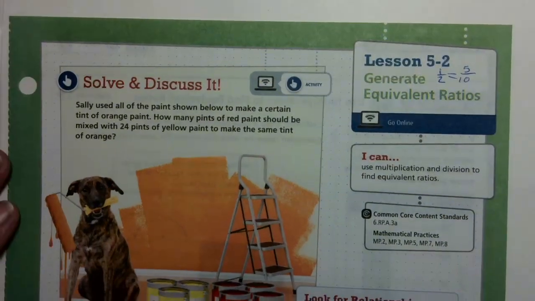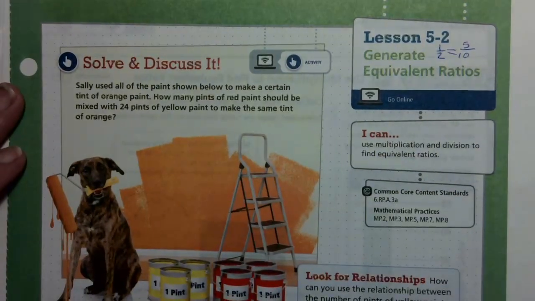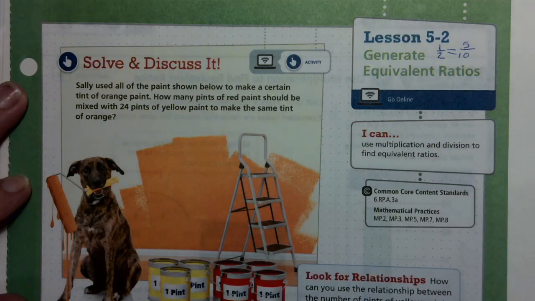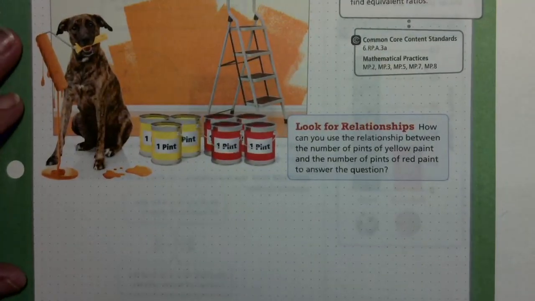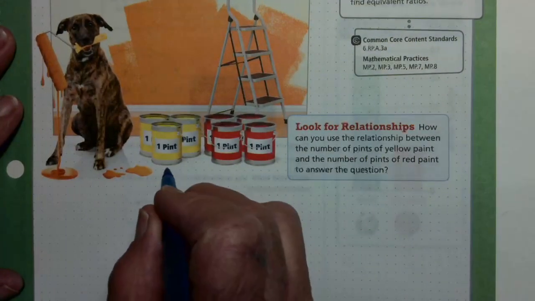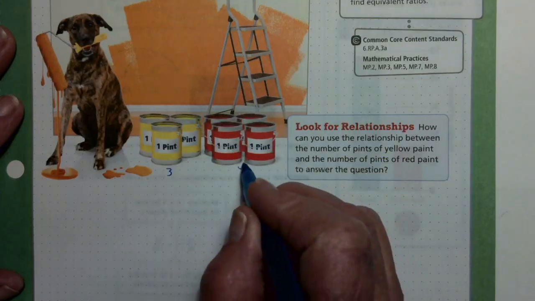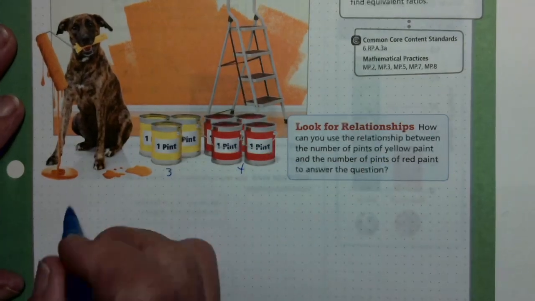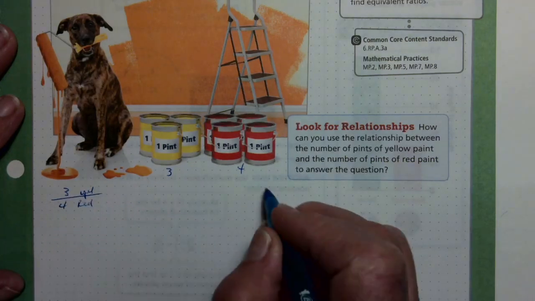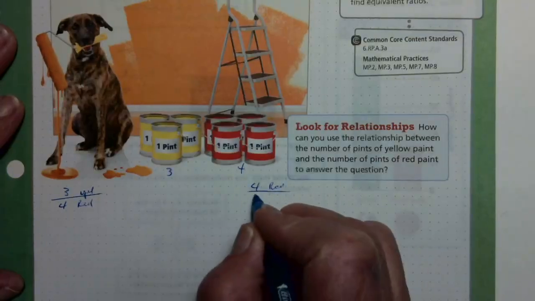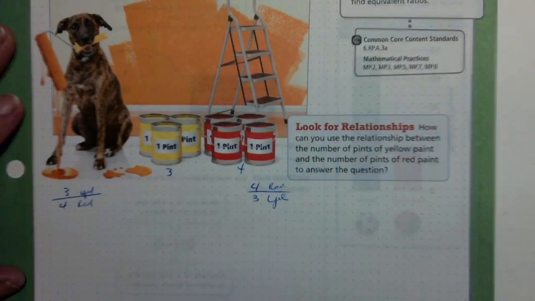All right, let's read this problem. Sally used all the paint shown below to make a certain tint of orange paint. How many pints of red paint should be mixed with 24 pints of yellow paint to make the same tint of orange? All right, I'm going to move up here where I can find a place to work. Okay, right now I see 1, 2, 3 yellow and 1, 2, 3, 4 red. Now I can write this down: 3 yellow to 4 red, or I can write it 4 red to 3 yellow. Doesn't matter which way I write it.